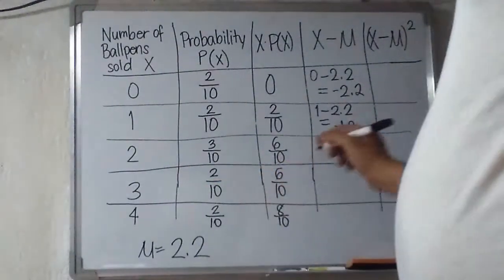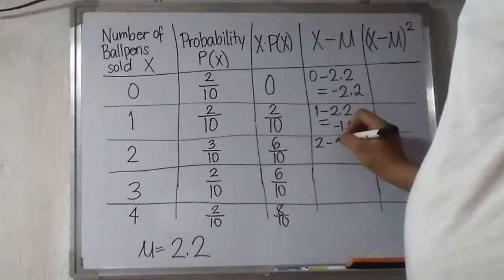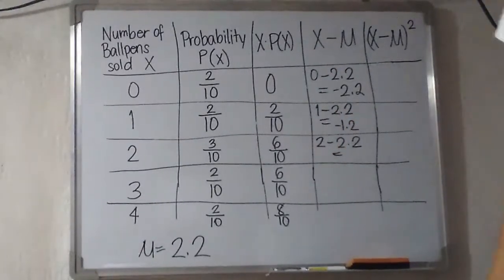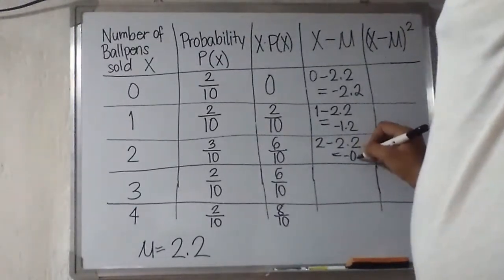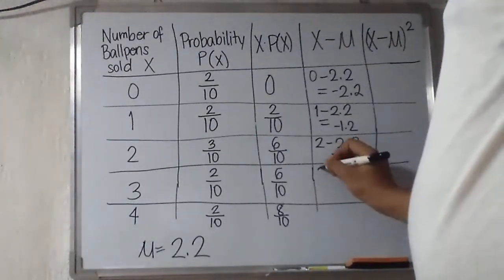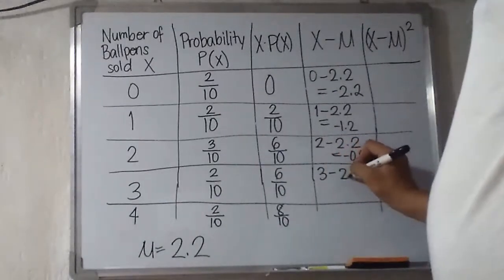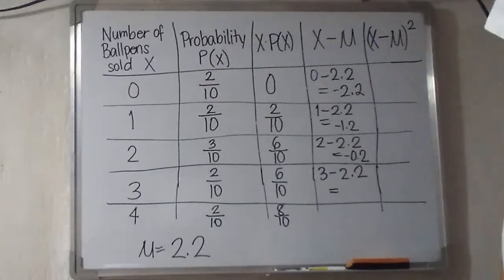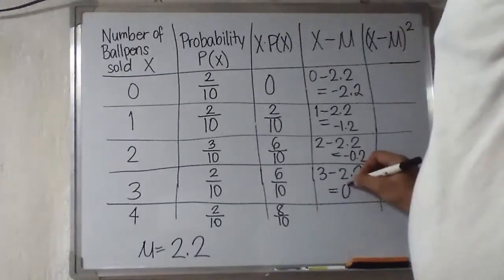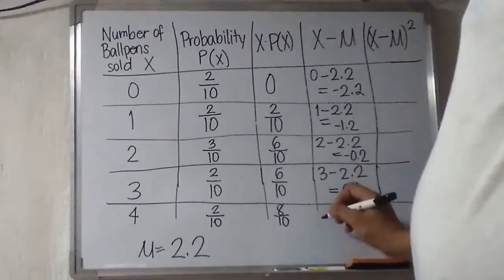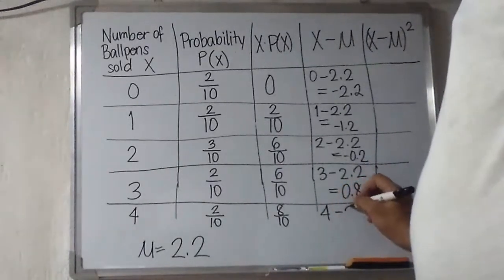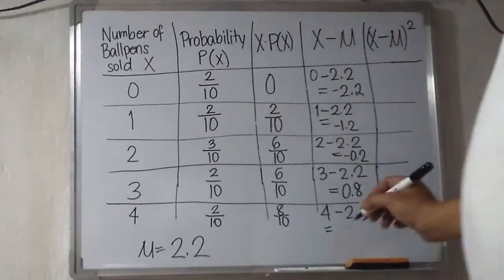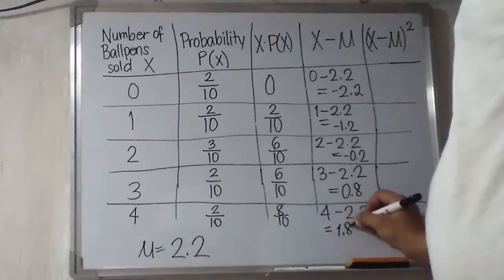2 minus 2.2 is, that would be negative 0.2. 3 minus 2.2 is 0.8. 4 minus 2.2 is 1.8.